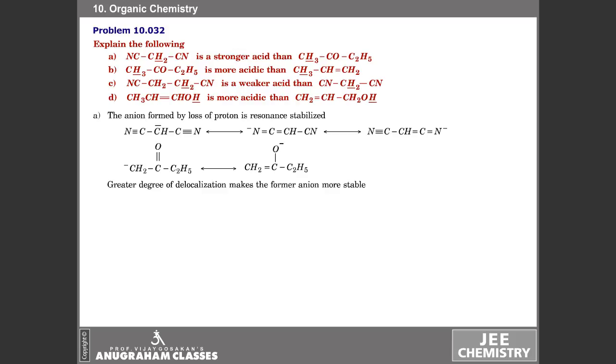There is a greater degree of delocalization in the former case because there are 3 canonical structures and there are 2 structures involving the more electronegative nitrogen taking the charge. And therefore, this conjugate base is weaker because of greater degree of delocalization and greater stability. This becomes a weaker base, and therefore this acid is stronger.